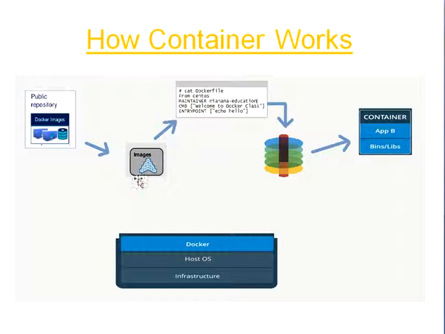Once we have our base image, we will create a Dockerfile. A Dockerfile is basically a plain text file having some instructions. If you see the first line, it's FROM CentOS. So here CentOS is our base image, and FROM CentOS means we will create the container using this CentOS base image.